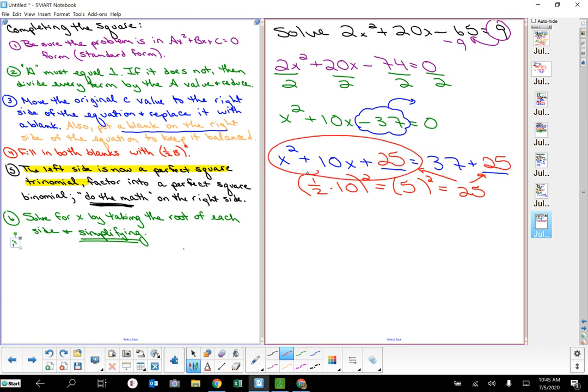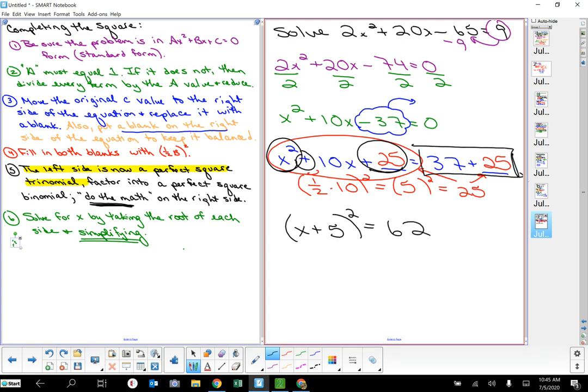Okay, this is now your perfect square trinomial. We're going to factor that by taking the root of the x squared term, which is x, the sign of the b, which is plus, the root of c, which is 5. Don't forget to square the binomial. And then just do the math on the other side. And when you take 37 plus 25, you get 62.